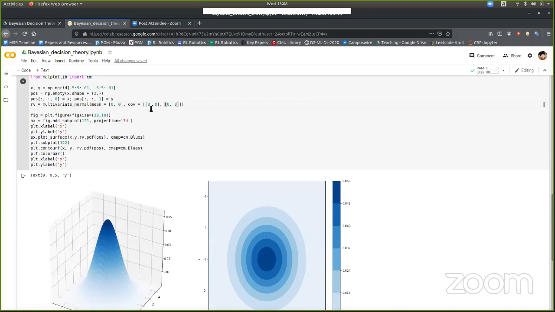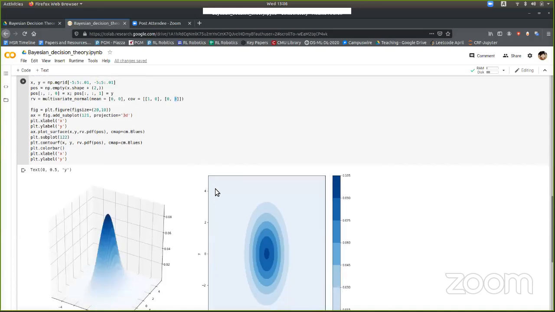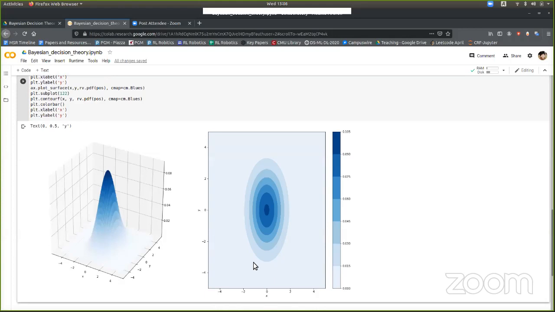We can also make it more skewed along one axis than the other. In this case, the covariance value for the x-axis is less and for the y-axis is high. So you see that it's kind of skewed. The variance along x was low, so it's thin on this axis, and along y it was high, so it's elongated along this axis. And you can also see it from this plot.